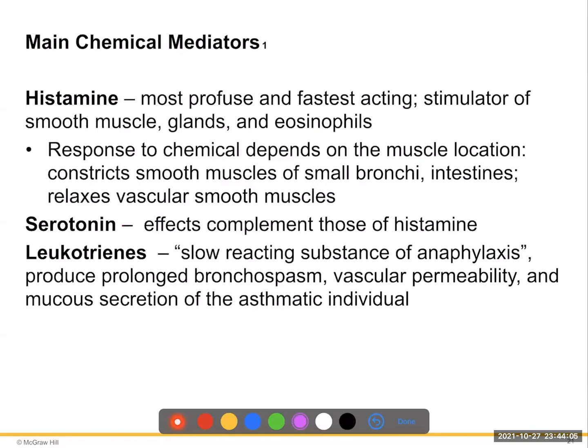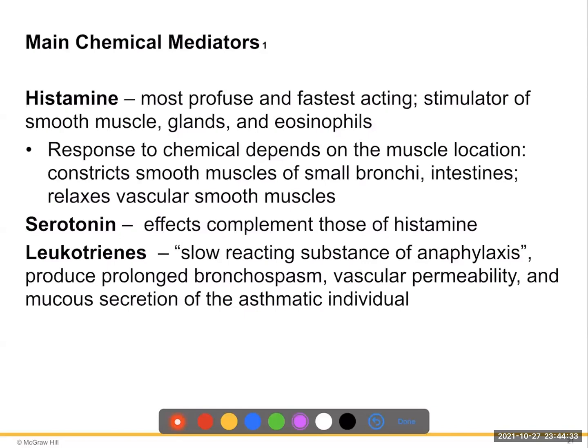So histamine. Histamine is the most profuse and fastest acting. Okay, that's the quickest one. Stimulator of smooth muscle, glands, and eosinophils. Okay, the response to chemical depends on the muscle location, but it constricts smooth muscles around your bronchi, around your intestines, and relaxes vascular smooth muscles in the bloodstream. So it causes vasodilation in the bloodstream, but it causes a constriction of the small bronchi, resulting in increased pressure in the lungs and in the intestines.